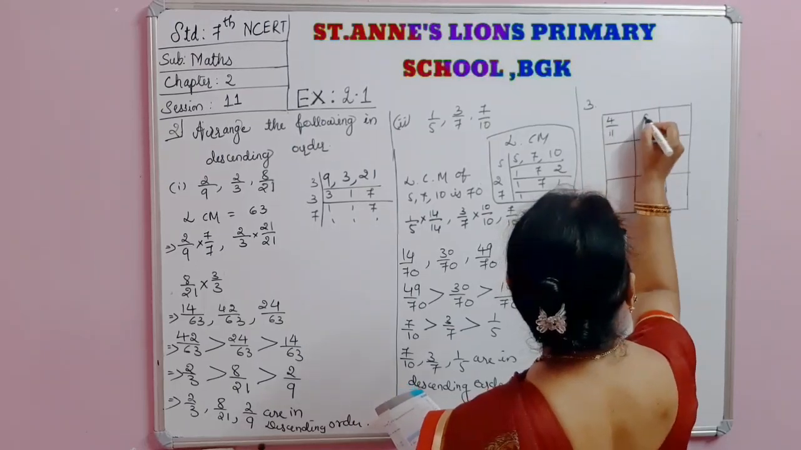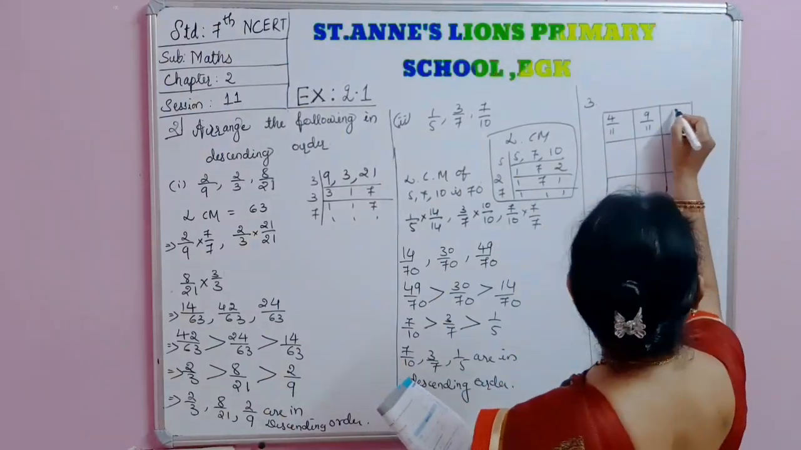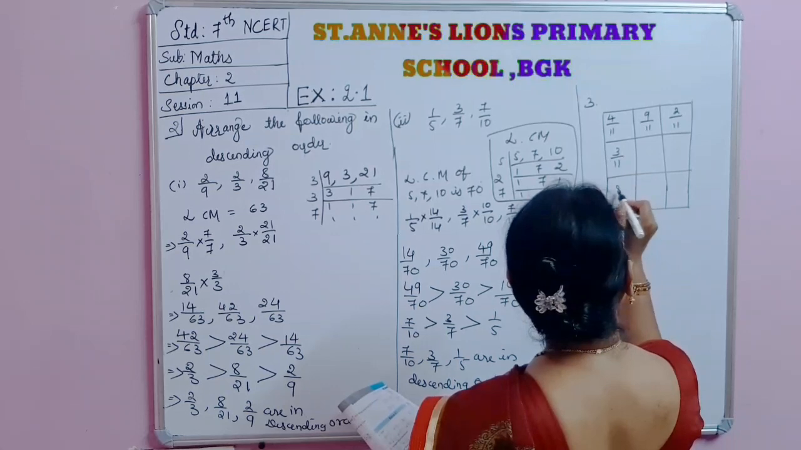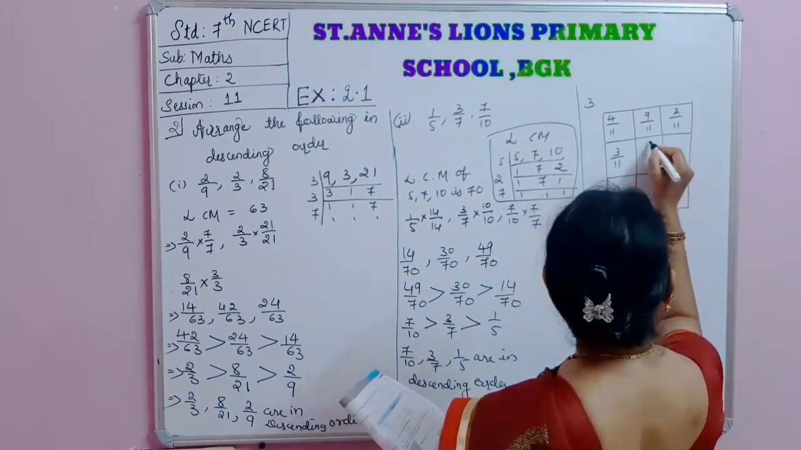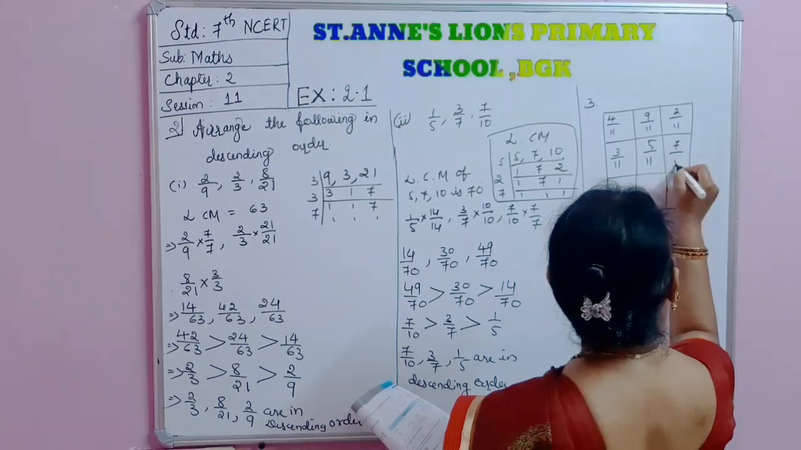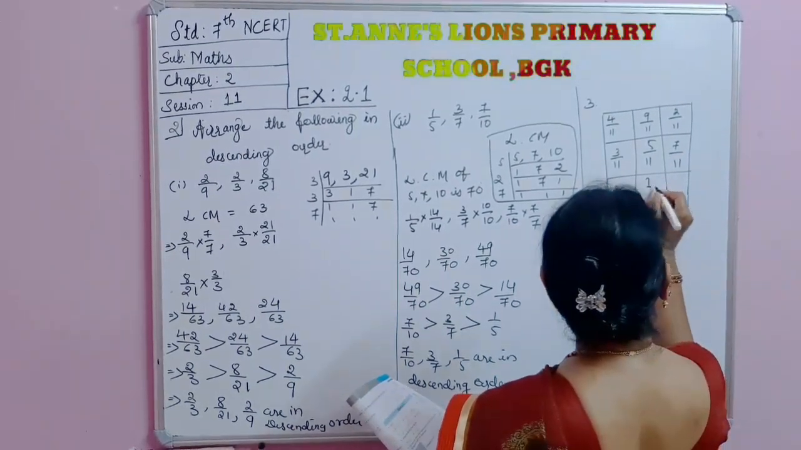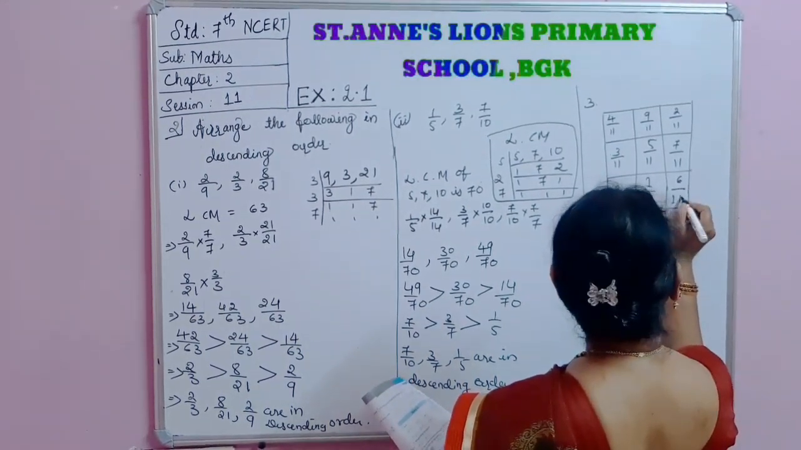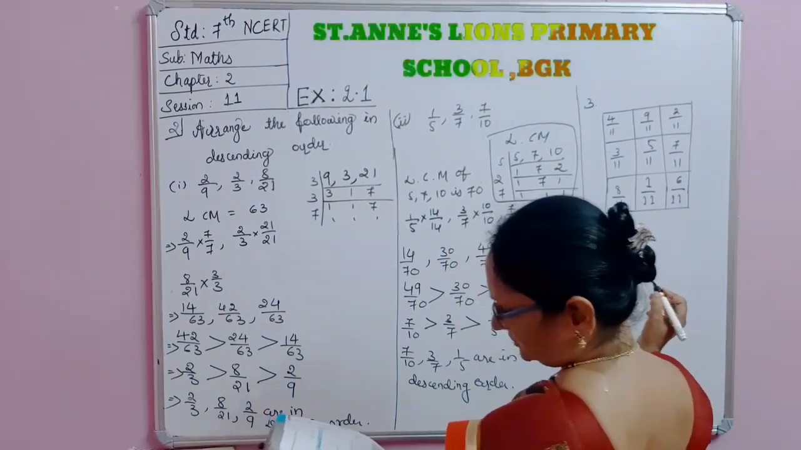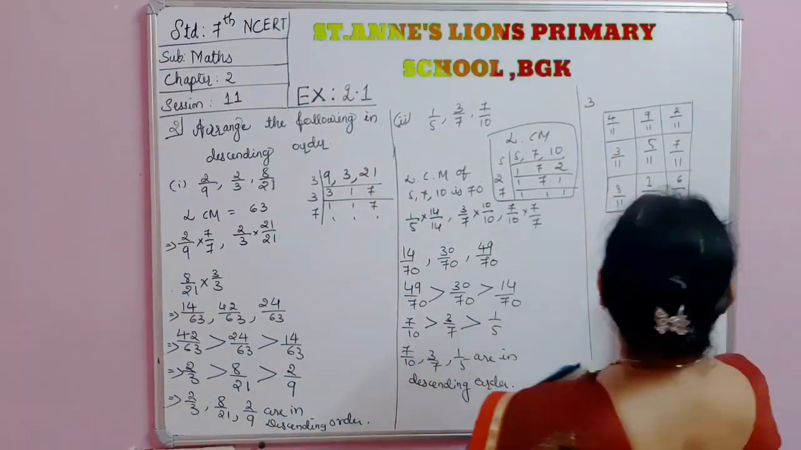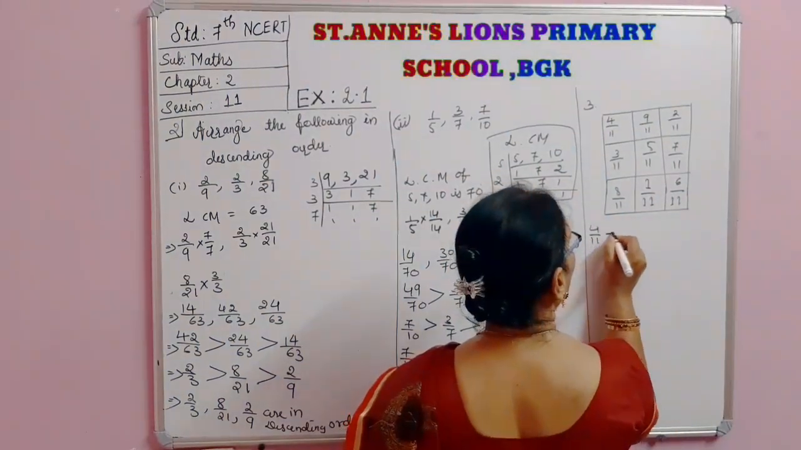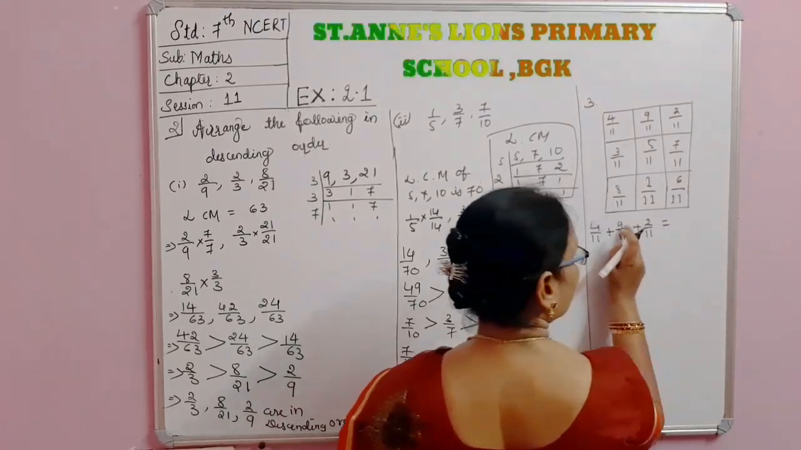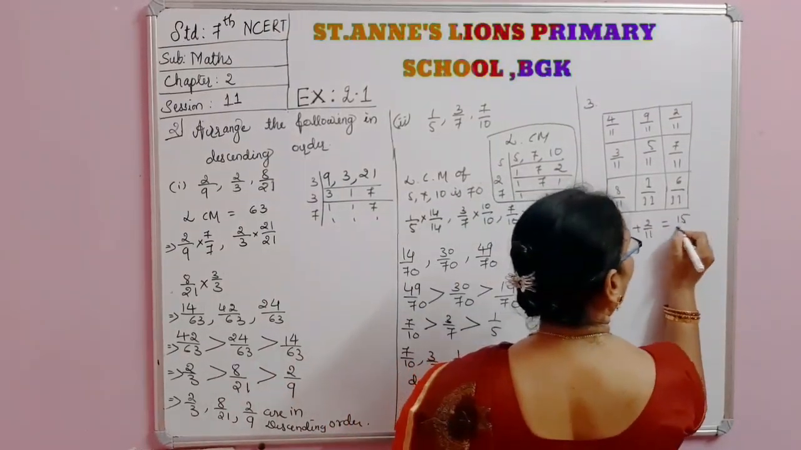See, 4 by 11, 9 by 11, 2 by 11, 3 by 11, 8 by 11, then 5 by 11, 7 by 11, then 1 by 11, 6 by 11. See, one they have given. The first row sum is 15 by 11. What did we see? 4 by 11 plus 9 by 11 plus 2 by 11 is equal to 4 plus 9, 13 plus 2, 15 by 11.